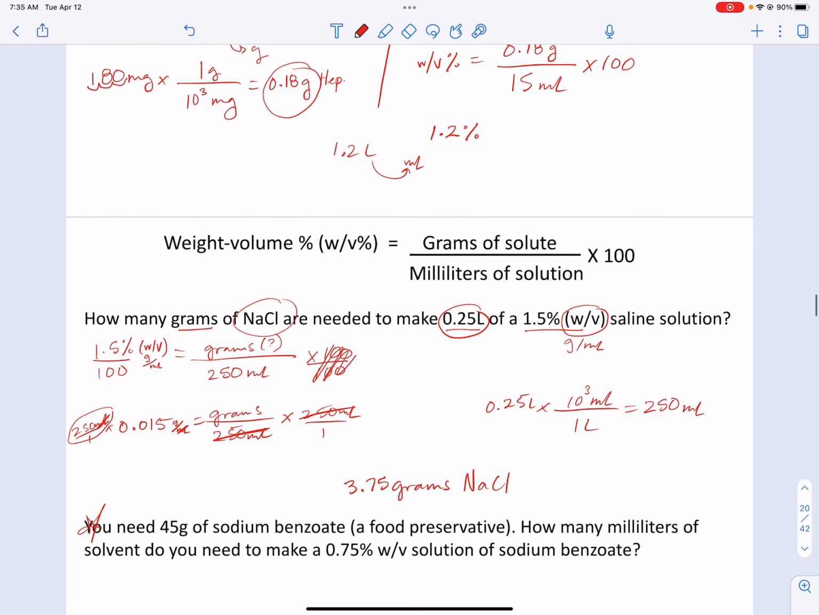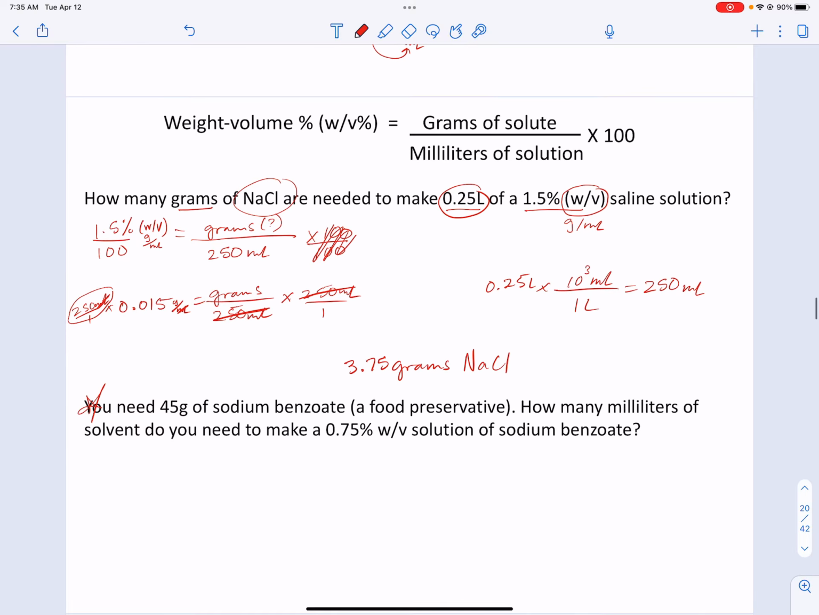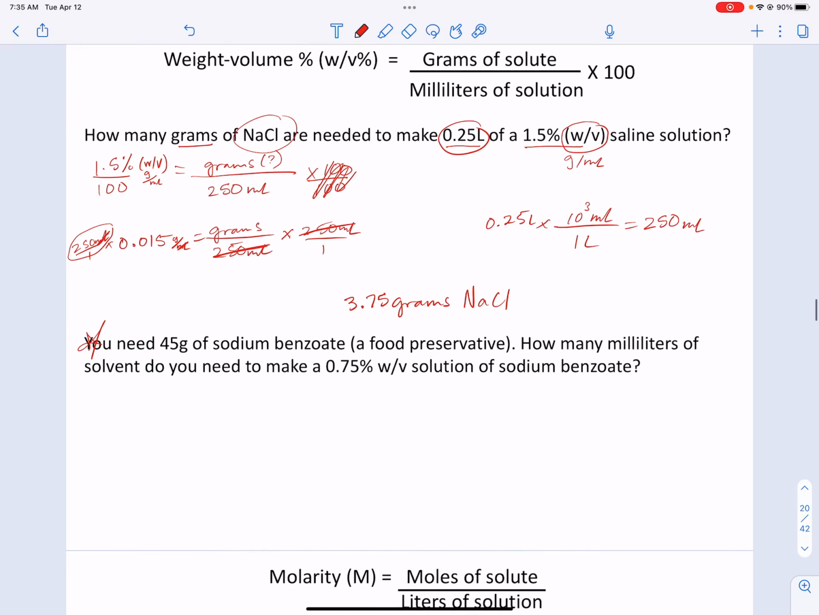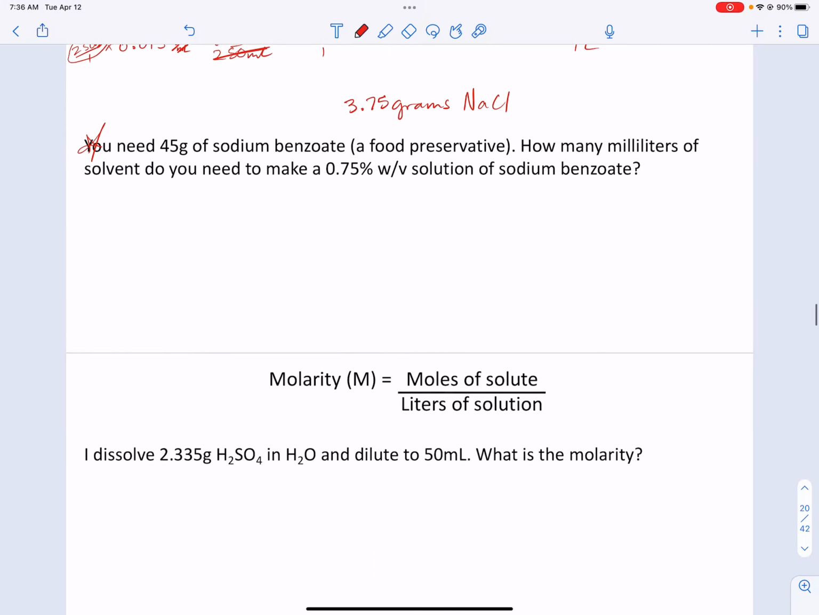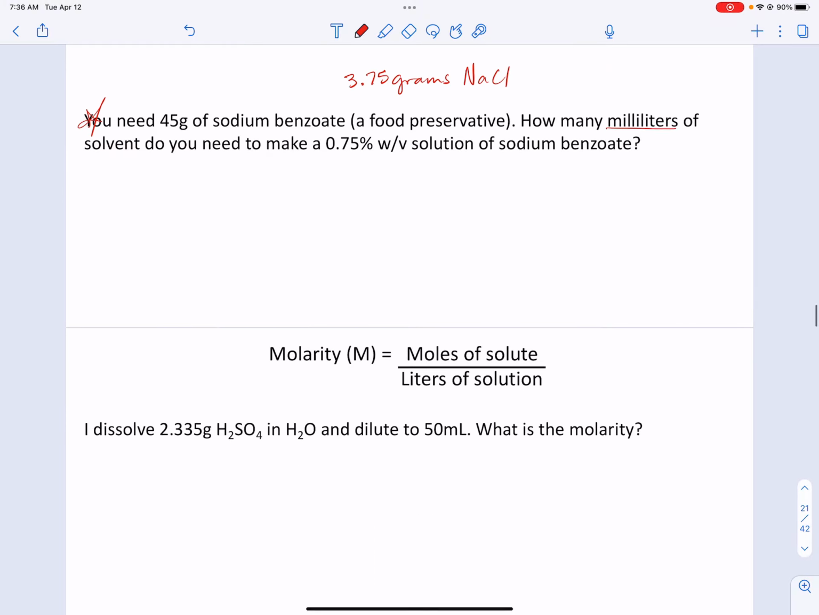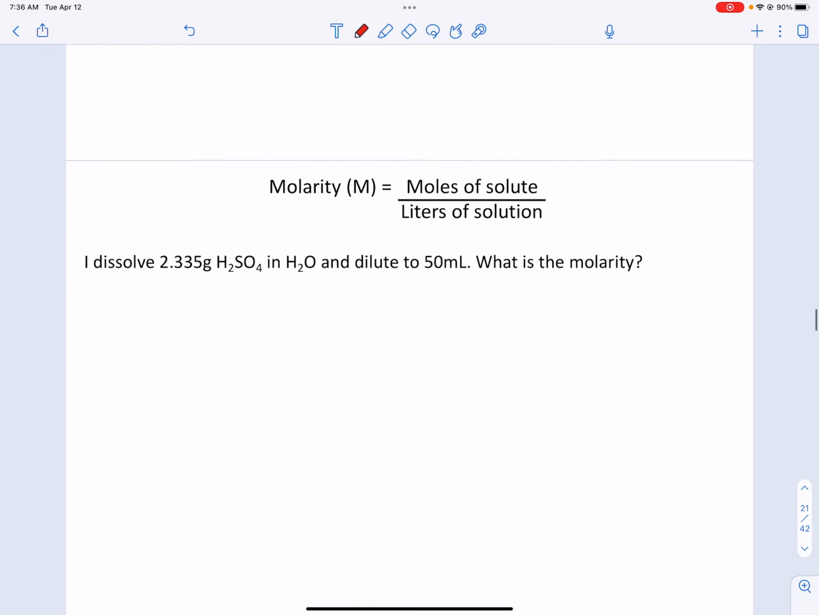All right, there's that problem. And again, I'll come back to this other problem before the exam. I encourage you to try it on your own and see if you understand it and feel good about it. This one you're solving for milliliters, which is the other part of the equation we haven't yet solved for.